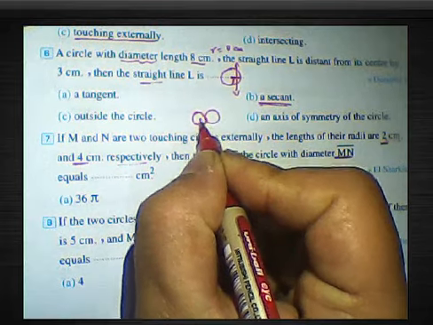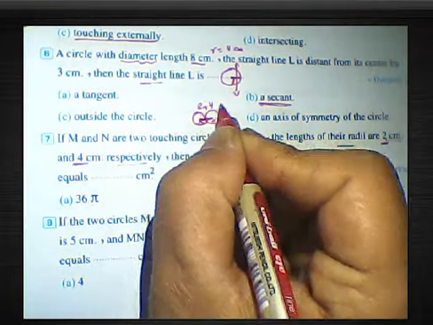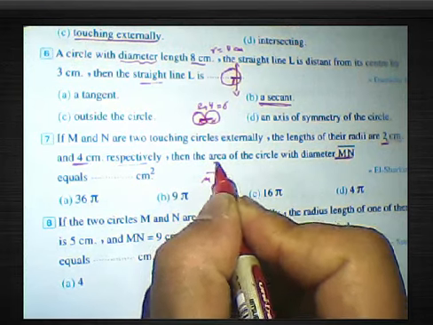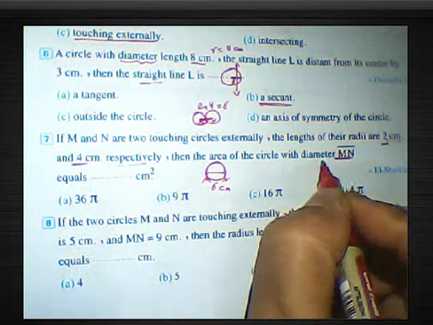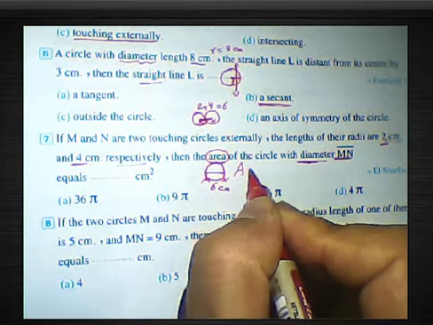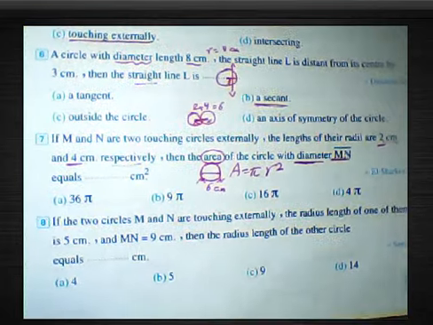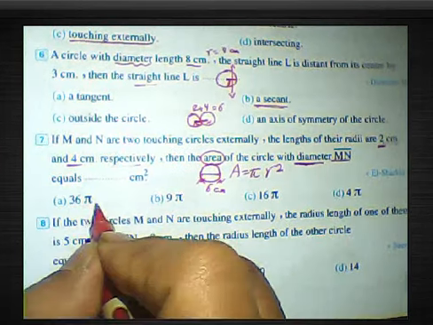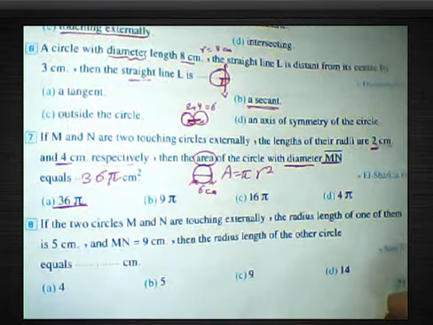First, we can find the distance between M and N. The distance here will be 2 plus 4 equals 6. So the distance between M and N will be 6 cm. If we have the circle passing through the two points M and N, the diameter will be 6. He asked about the area, so we can find the area by multiplying pi by r squared, and the radius here will be 3. 3 squared equals 9, so the result will be 9 pi for the area.